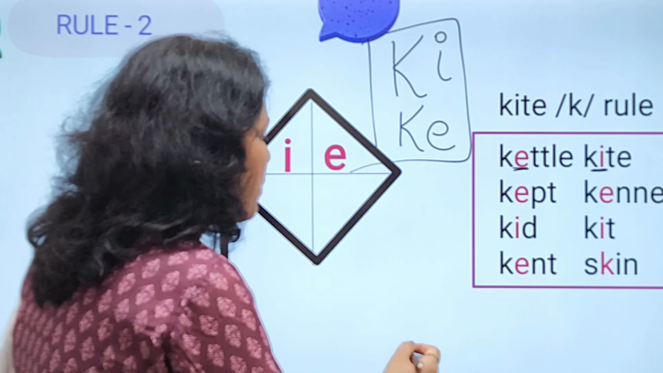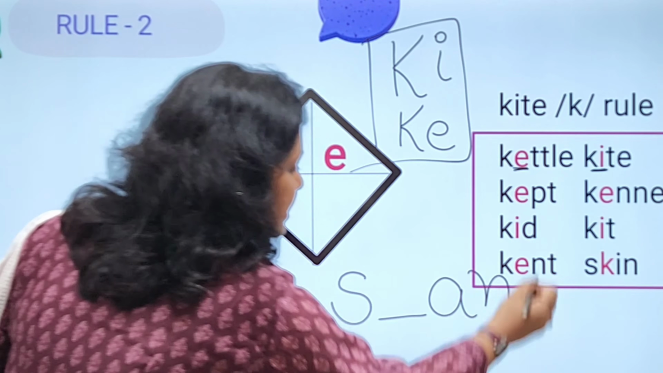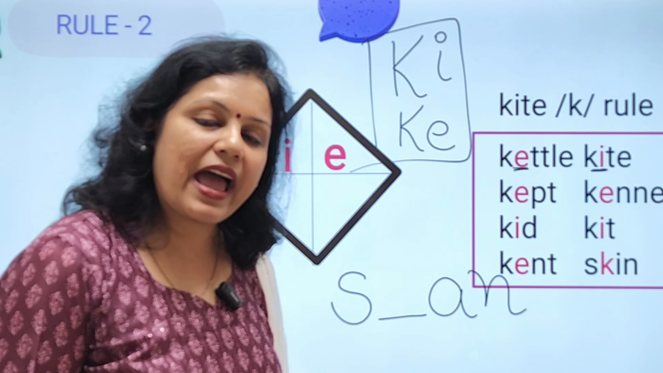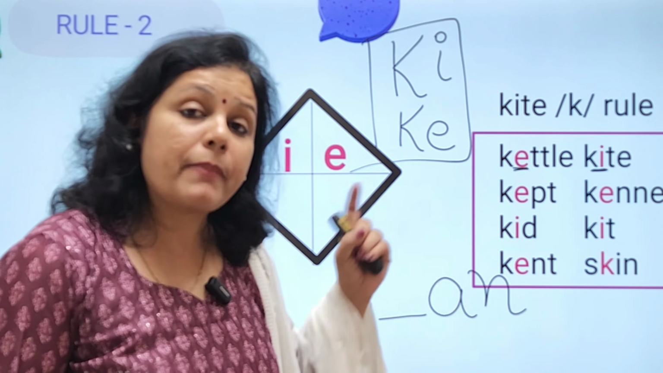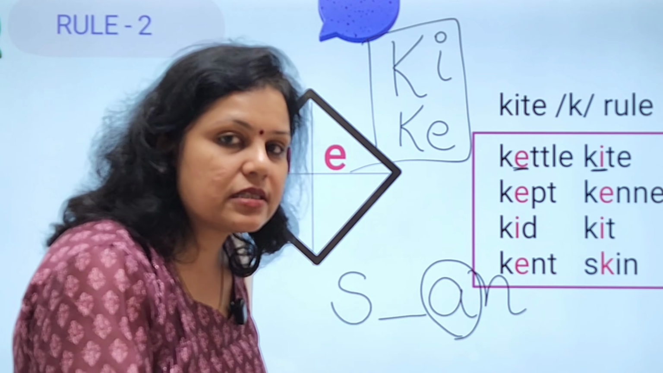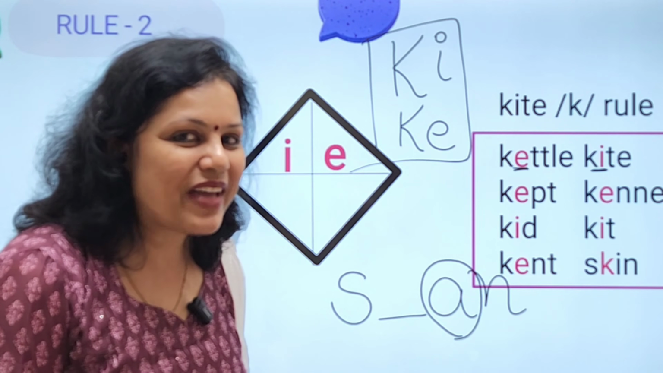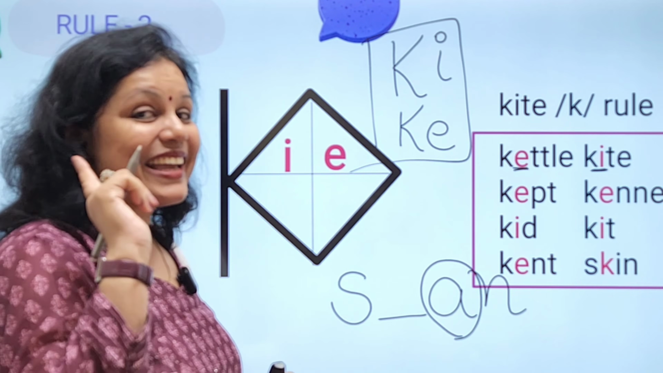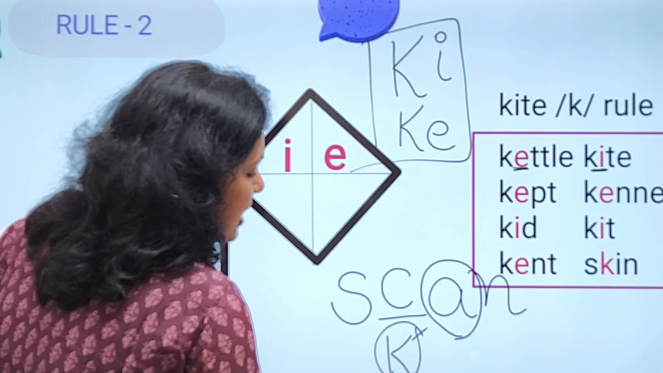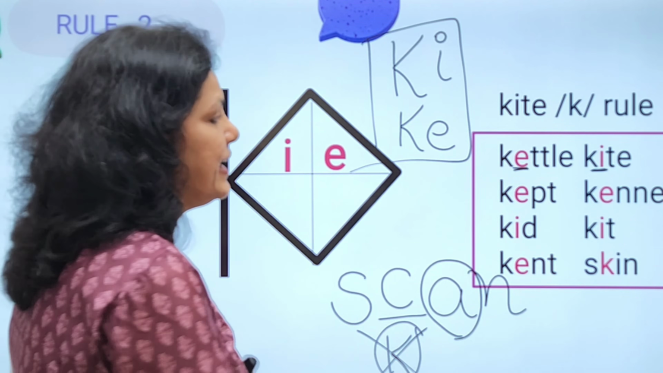Now suppose you want to write a word like scan. So you have a K sound here, but you need to see what is the letter that follows the K sound. Since we have A over here, and who is the friend of A? The letter C, cat-ka. That is why C will come here, K will not come here. Okay, so this is the rule that you need to identify.